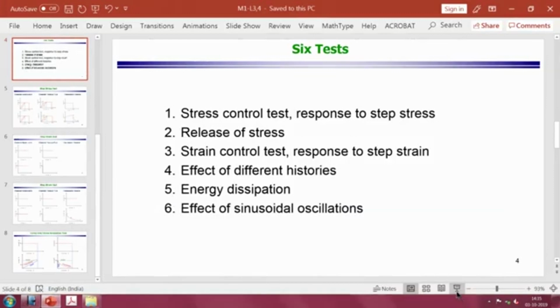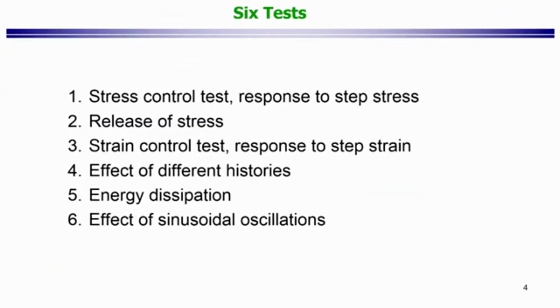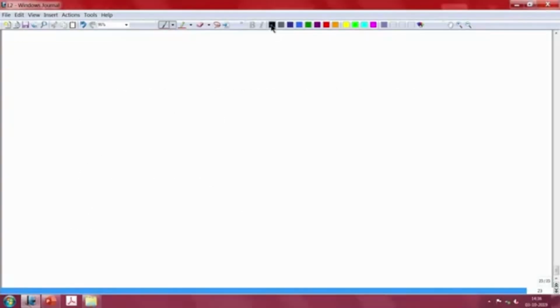What we had started off with were these different tests, right. We have finished the discussion of the first three, and now we want to discuss the fourth one, which is the effect of different histories. So, let us do that. Here we want to now have a discussion on the effect of various histories.